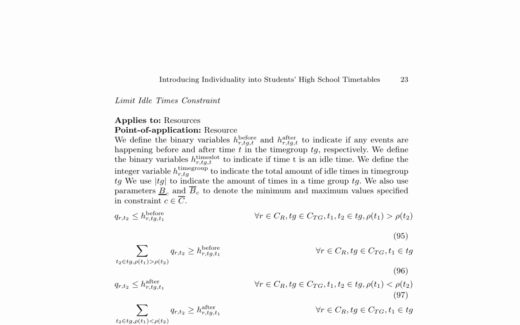This section of the research paper discusses various constraints applied to resources and event groups in a high school timetabling model. It begins by introducing the limit idle times constraint, which aims to minimize idle times between events for each resource. This is achieved through the use of binary variables indicating whether events occur before or after a given time within a time group, and integer variables representing the total amount of idle times in a time group. The constraint ensures that the number of idle times does not exceed a specified limit.